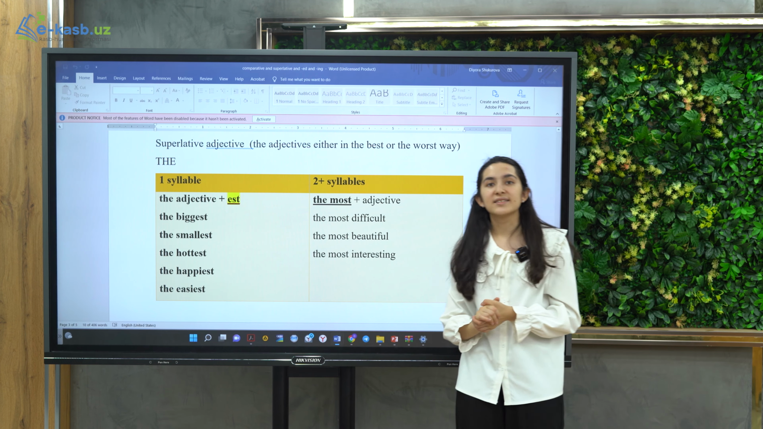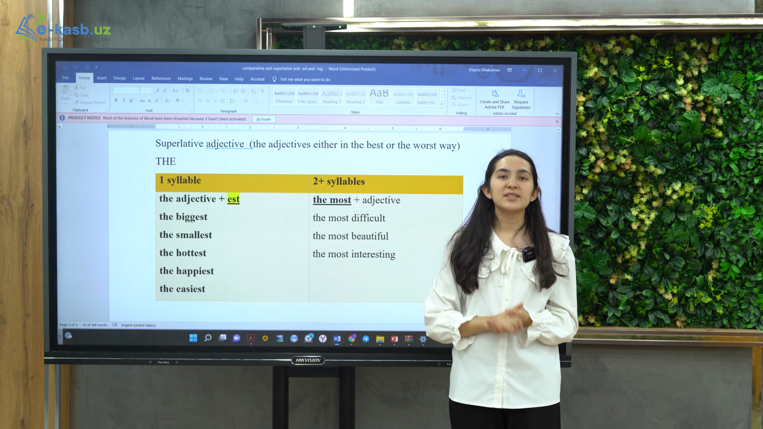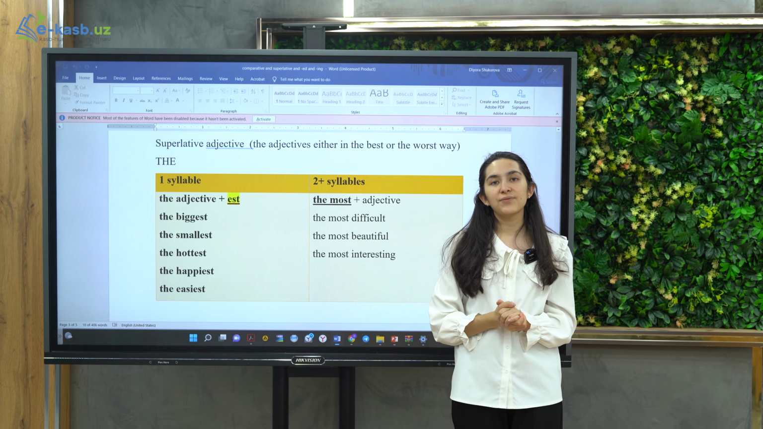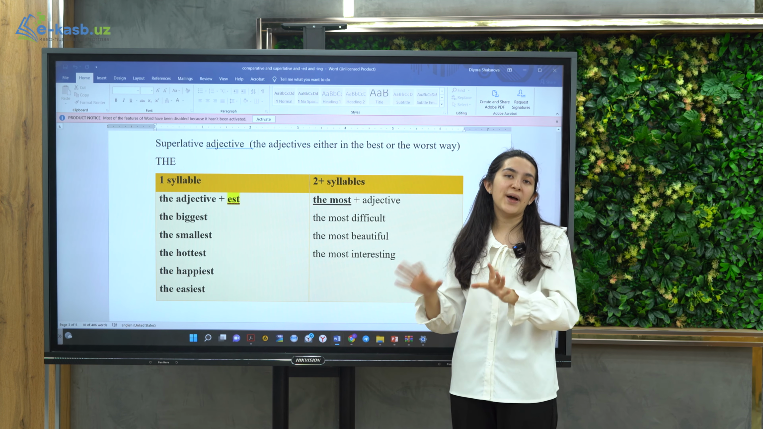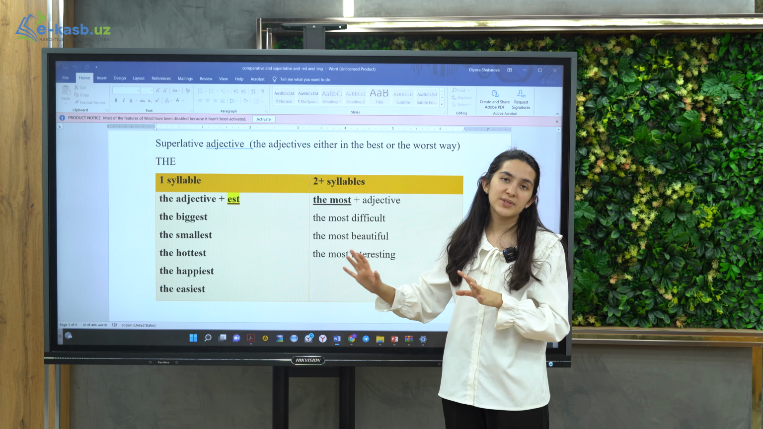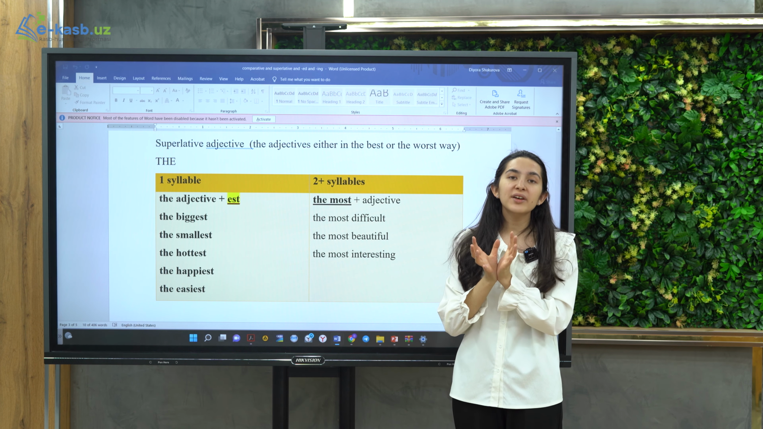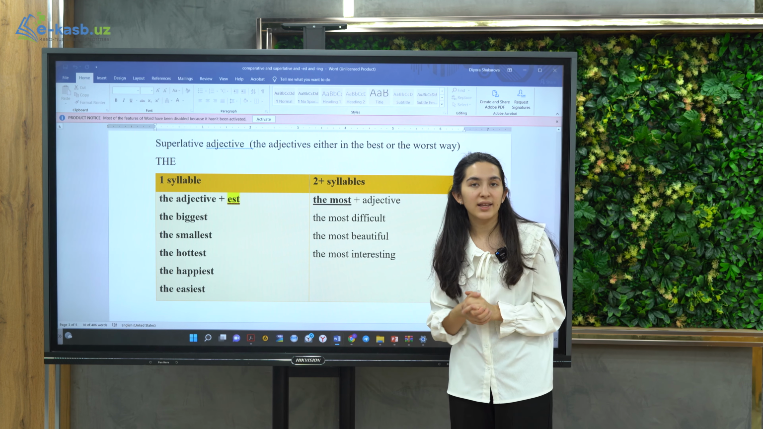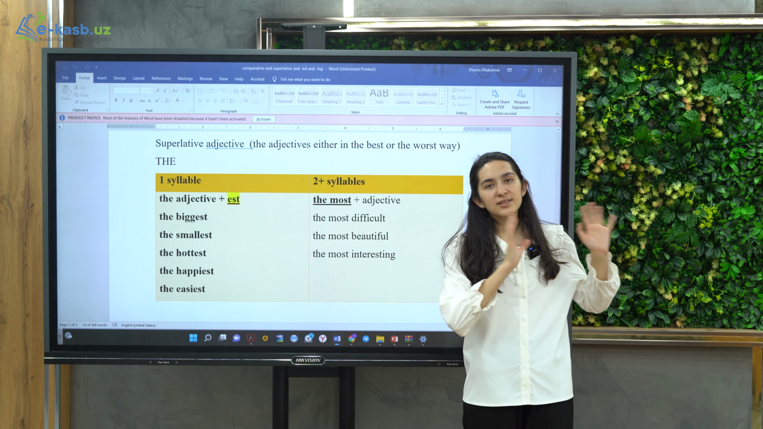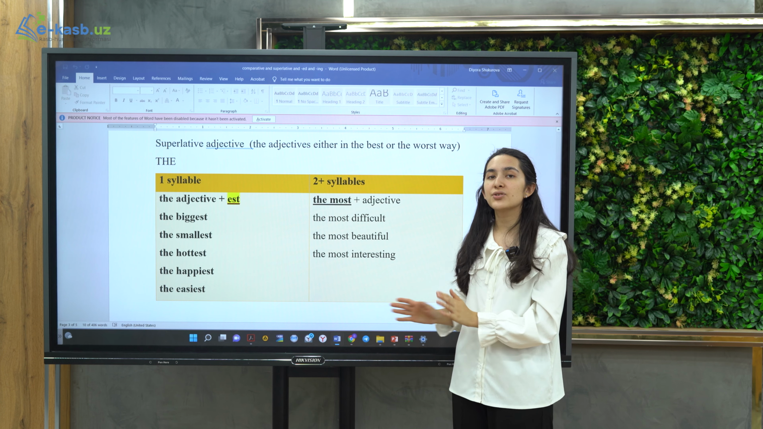Very good. Next, if we talk about superlative adjectives. So what are superlative adjectives? Super, already from the name you can get that this is the best or the most something. So nomidan bilib ketsangiz bo'ladi. Eng ma'nosini bildiradi. Eng katta, eng kichik, eng qiziqarli, eng qimmat, eng arzon, and so on.